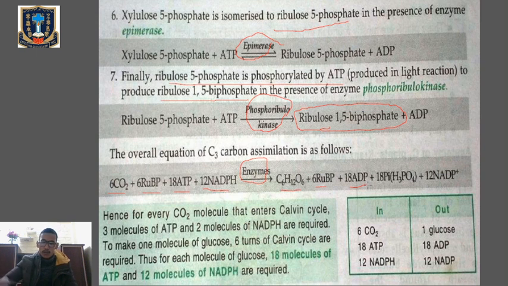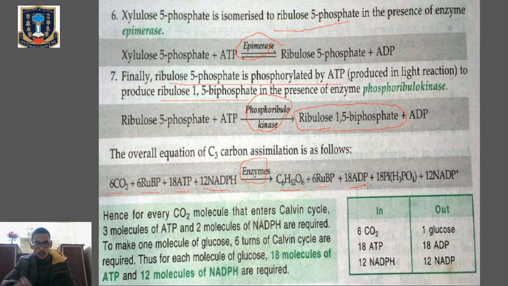Now, how many molecules of ATP and how many molecules of NADPH are utilized for the formation of one molecule of glucose in the C3 cycle? That is the most important question. Okay, so one more time, how many molecules of ATP and how many molecules of NADPH are required for the formation of one molecule of glucose in the C3 cycle or in the Calvin cycle? That is the most important question.